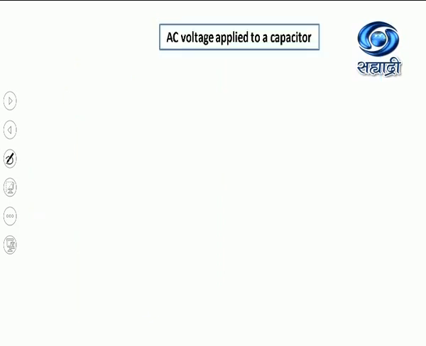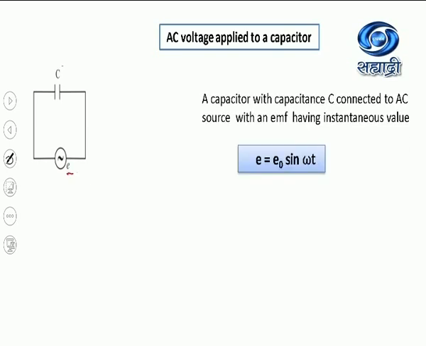So when the capacitor is fully charged, current is 0. Let us discuss what happens when AC is applied to a pure capacitor. So here is the capacitor of capacitance C. The source of alternating EMF having instantaneous value E is connected across the capacitor.